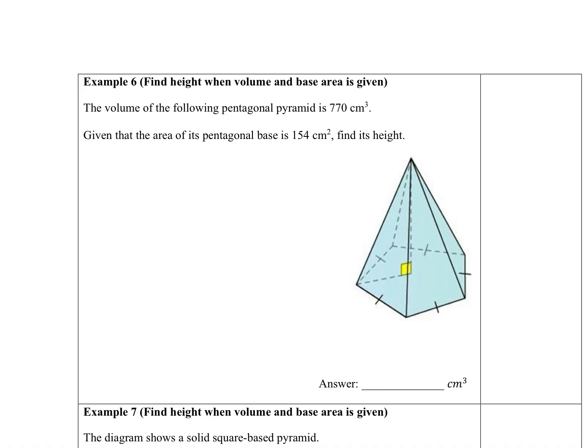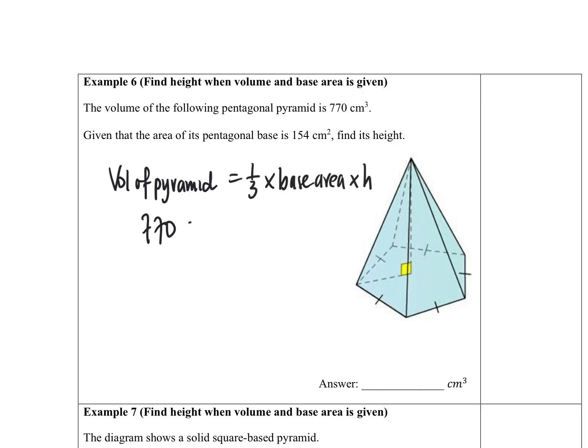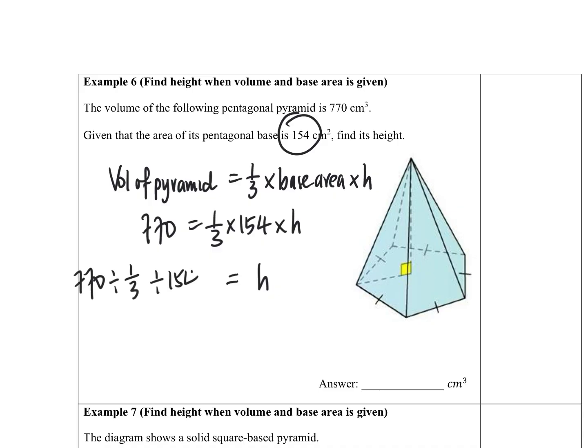Okay, this one. Volume of the pentagonal pyramid. The volume of the pyramid they give me is 770, and then 1/3 base area times height. I know the base area is 154, so I just need to find the height. So 770, I divide by 1/3, divide by 154.